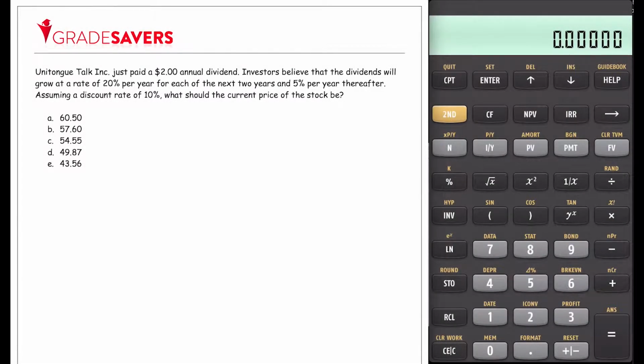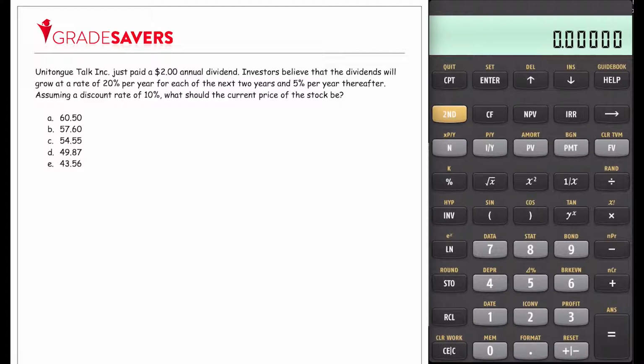So here I was asked a question for COMM 308, Introduction to Corporate Finance. Let's have a look. It says, Unitung Talking just paid a $2 annual dividend. Investors believe that the dividends will grow at a rate of 20% per year for each of the next 2 years and 5% per year thereafter. Assuming a discount rate of 10%, what should the current price of the stock be?